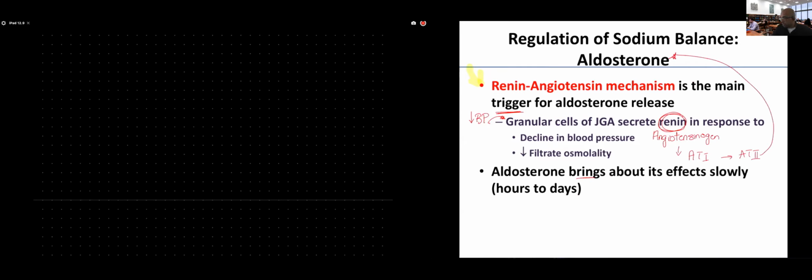Aldosterone brings about its effects slowly. It takes hours to days, and this explains why angiotensin 2 has many mechanisms of action, because some of them, like the aldosterone action here, are going to be much slower to have a major effect in terms of my blood pressure.